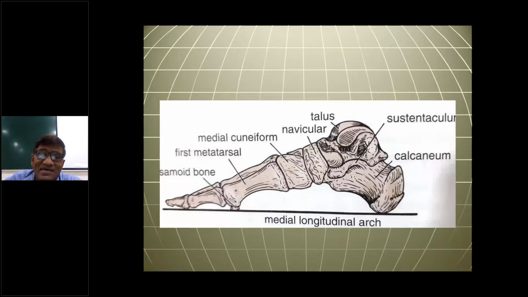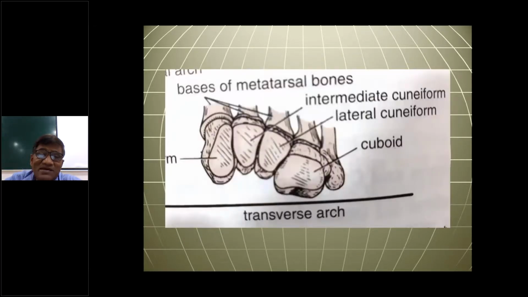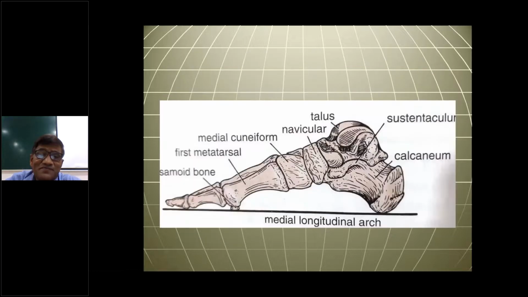So here the head of the talus fit into the navicular, and then the navicular convexity fits into the concavity of the middle cuneiform. In this way, the bones fit snugly with each other because of their shape. Cuneiforms means wedge shaped. All cuneiforms are wedge shaped invariably, which is appreciable in the transverse arch. You can see all cuneiforms are wedge shaped.